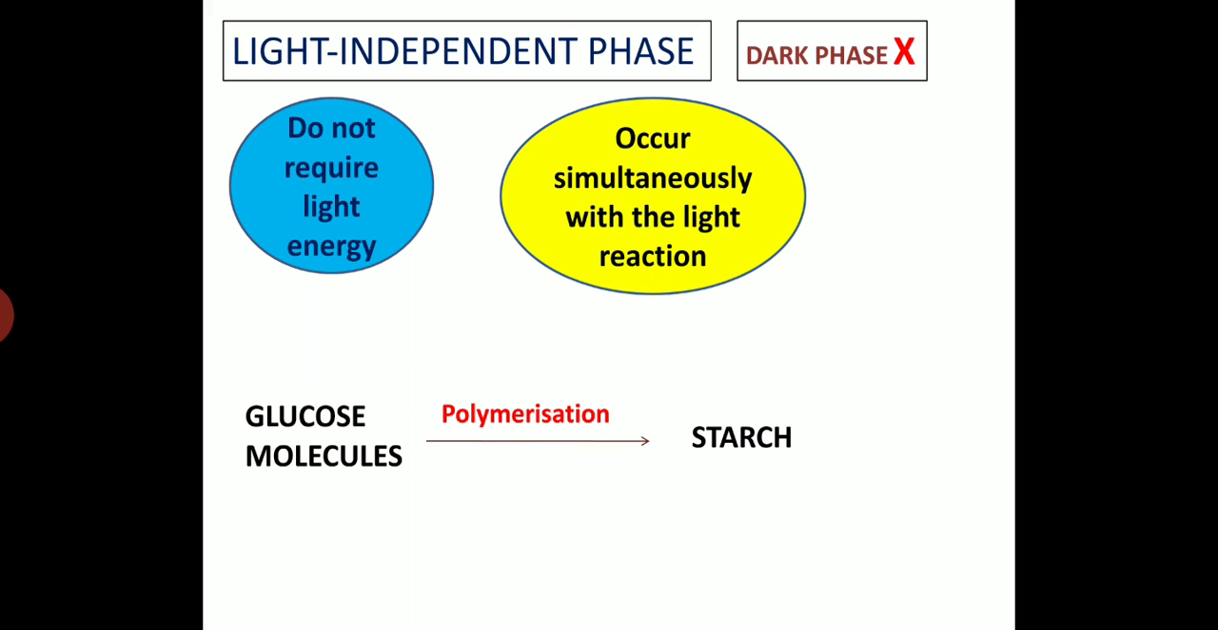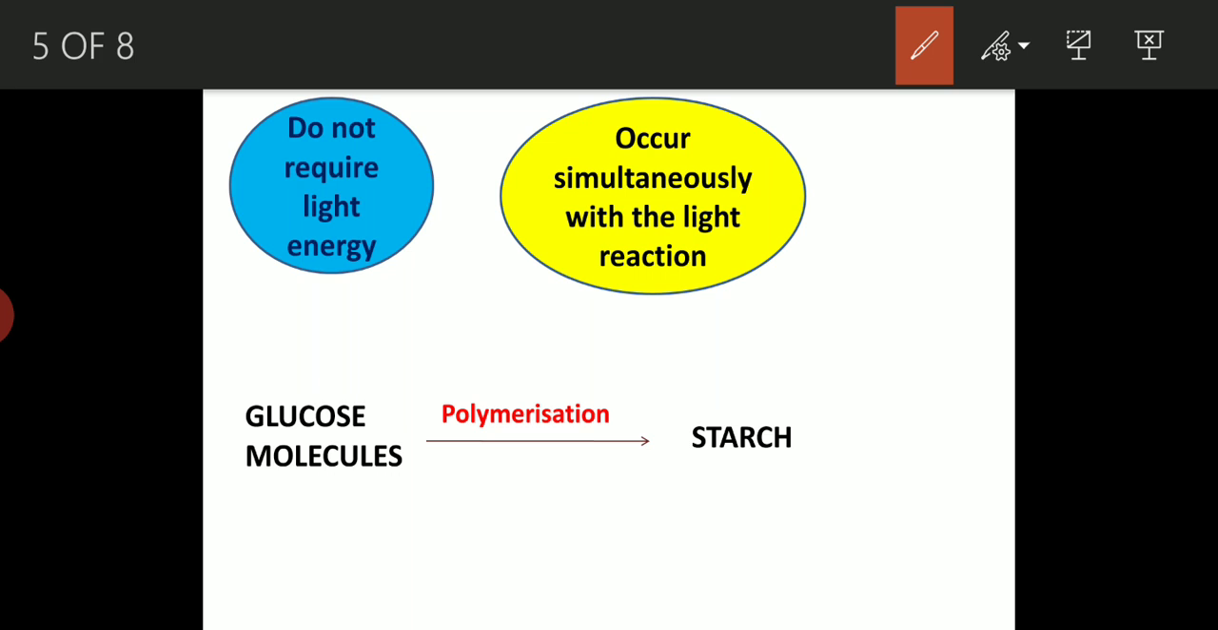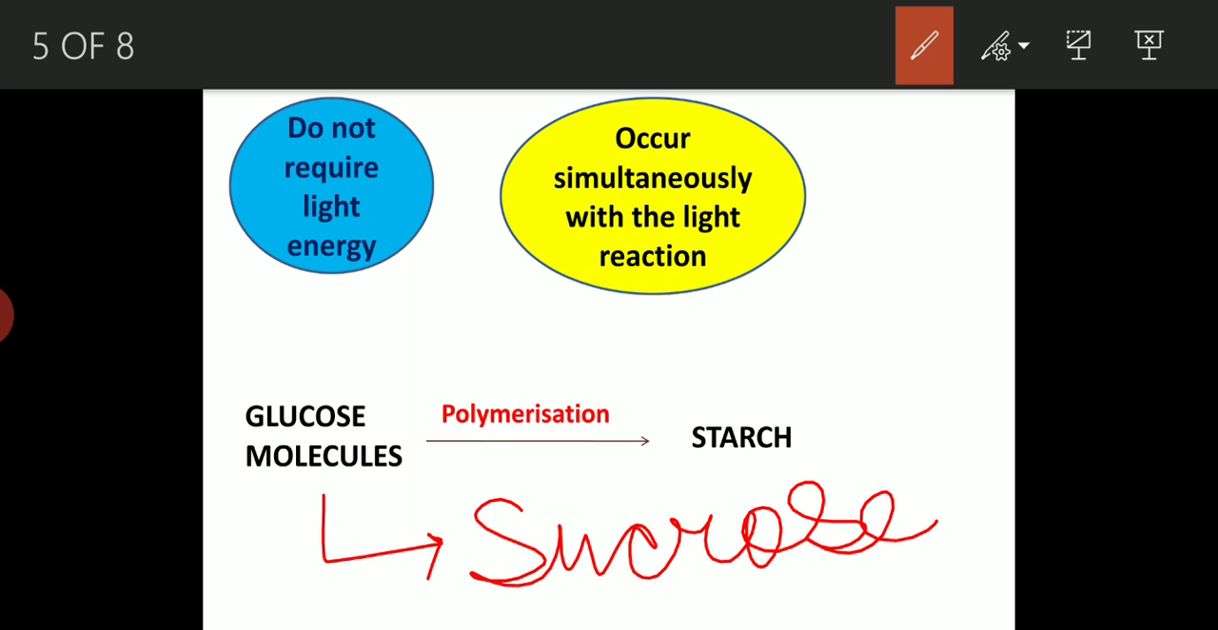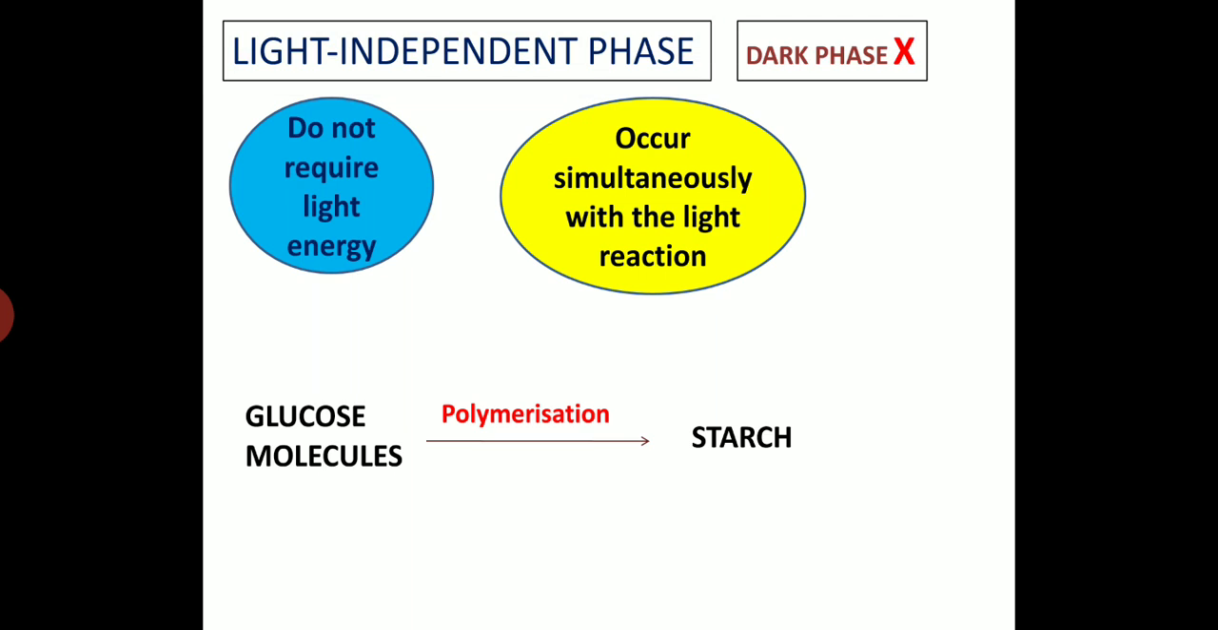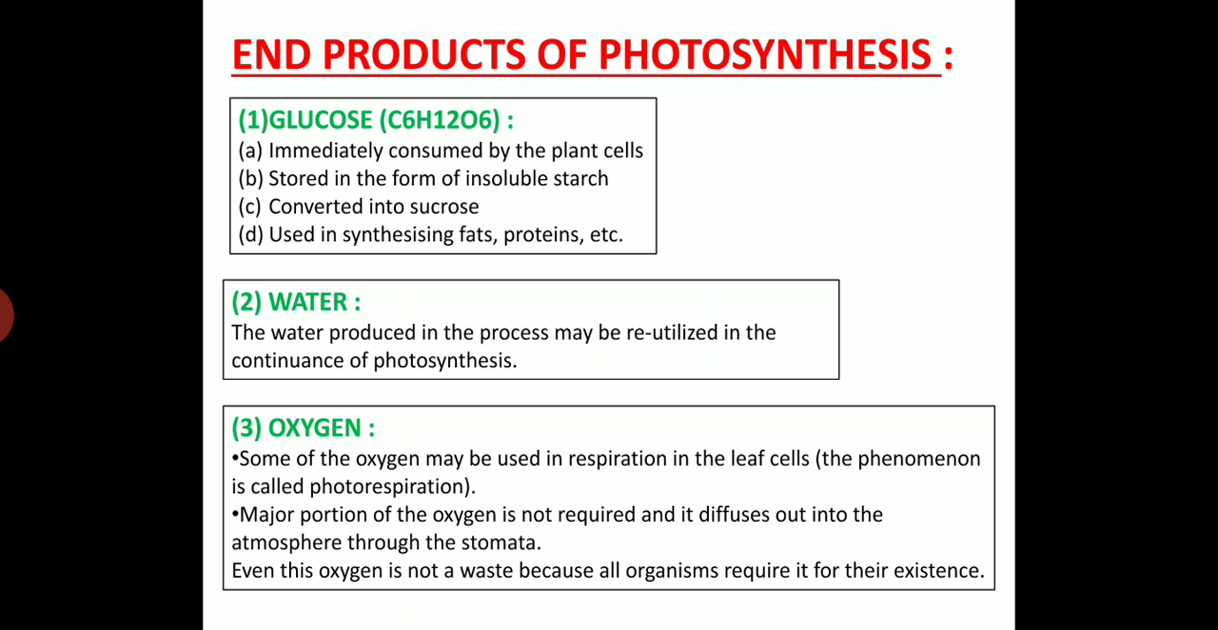Now some plants change this glucose into sucrose. Sucrose means, for example, cane sugar. They change it into cane sugar. And some plants change these glucose molecules into oils and fats. But most of the plants change these glucose molecules into starch. There are certain plants that change glucose into sucrose like cane sugar, or into oils, fats, etc. Clear? Now we will learn what the end products of photosynthesis are.